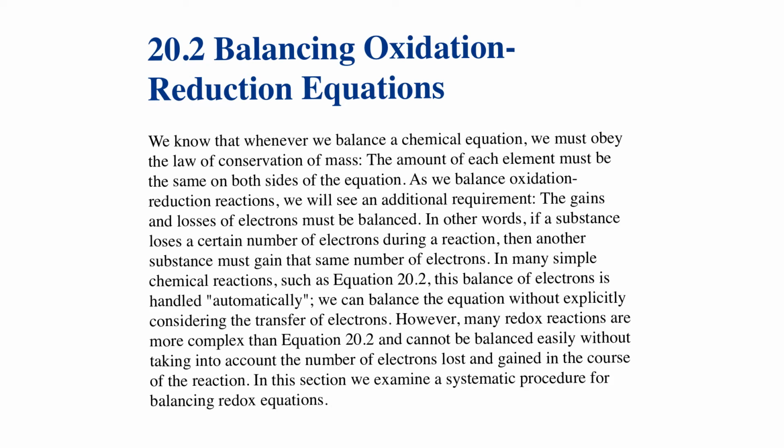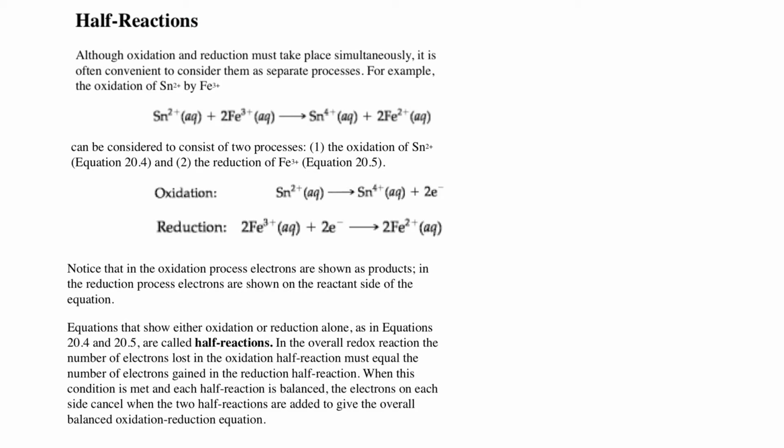However, many redox reactions are more complex than equation 20.2 and cannot be balanced easily without taking into account the number of electrons lost and gained in the course of the reaction. In this section, we'll examine a systematic procedure for balancing redox equations. Half reactions. Although oxidation and reduction must take place simultaneously, it's often convenient to consider them as separate processes. For example, the oxidation of tin by iron: Sn²⁺ + 2Fe³⁺ yields Sn⁴⁺ + 2Fe²⁺.